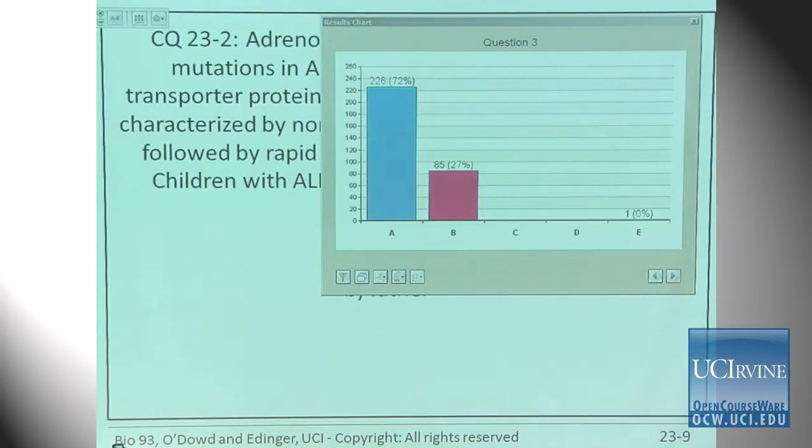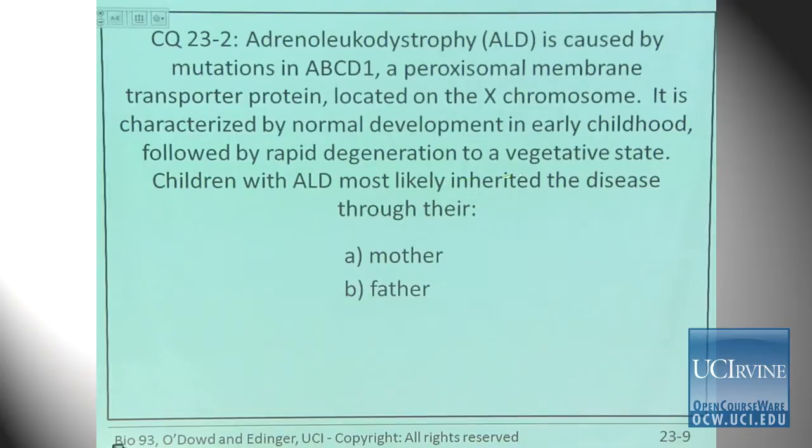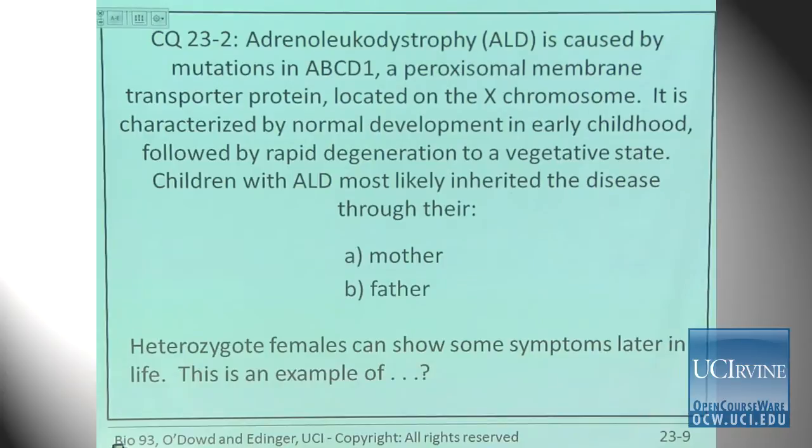The 30% that said dad. If dad carried a mutant X chromosome, he would be affected. So he probably wouldn't be able to be a dad because he would have developed the disease and entered the vegetative state as a child. So the reason why these X-linked recessive diseases tend to be passed through females is because the females don't even know they're carriers. If the male had the mutant X chromosome, they would know it because they would be sick. They would be affected. So the answer is mother.